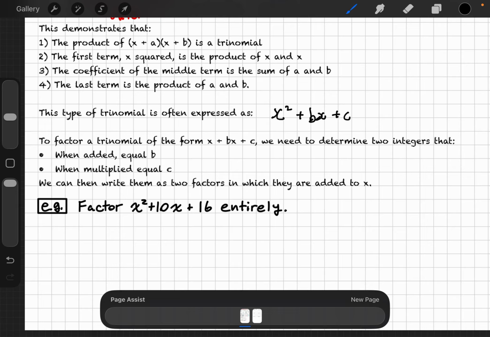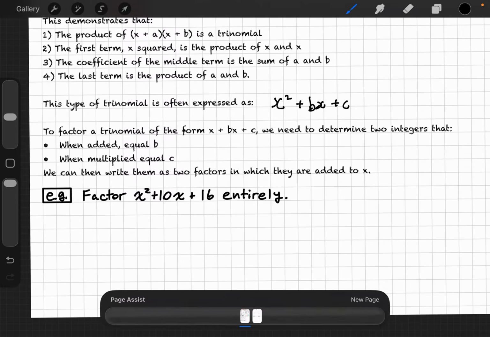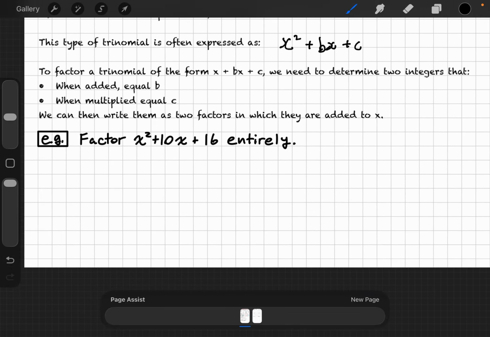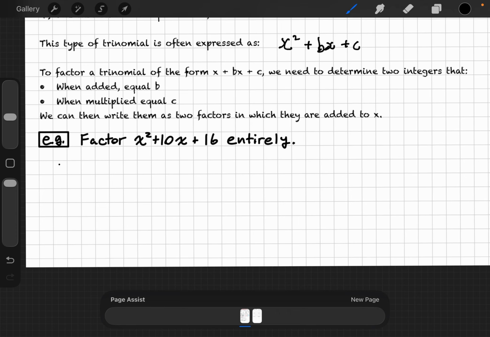To factor a trinomial of the form x squared plus bx plus c, we need to determine two integers that, when added, equal b, and when multiplied, equal c. We can then write them as two factors in which they are added to x. So here, let's try factoring x squared plus 10x plus 16 entirely. So here, let's make a chart of the factors here.